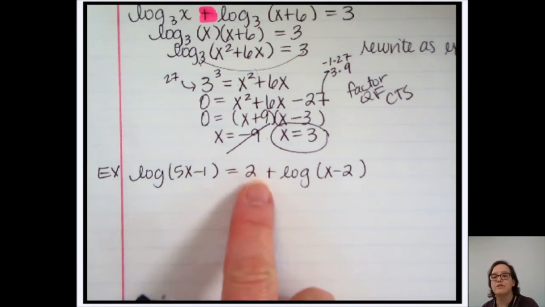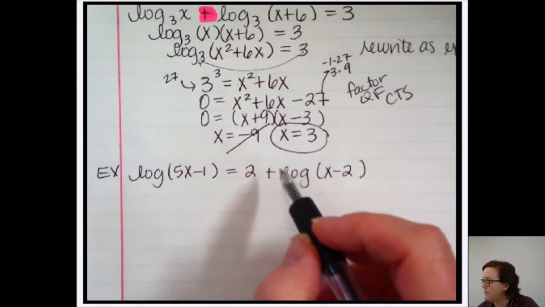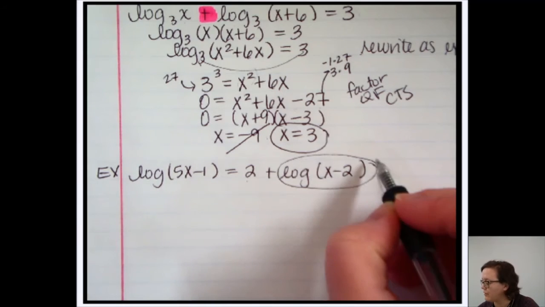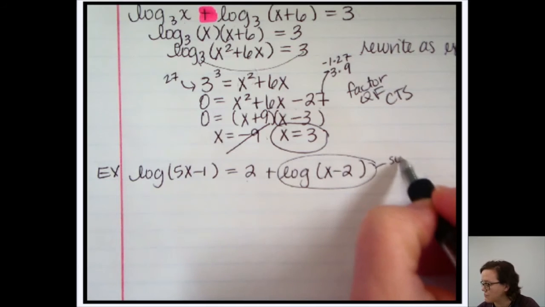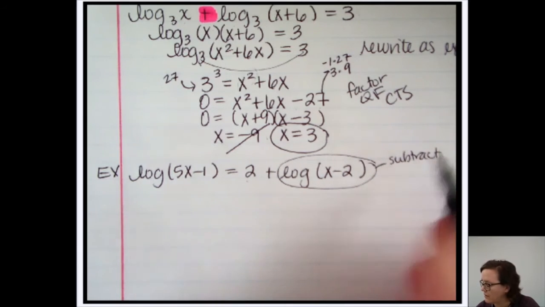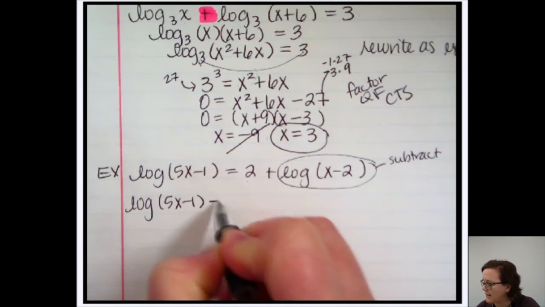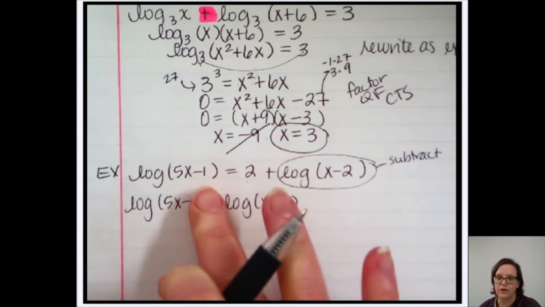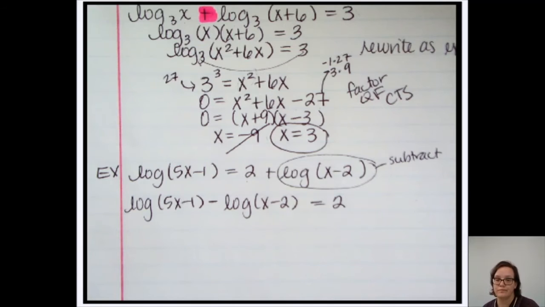Okay, so we want to rewrite this as one log. So I'm choosing to move this one over so that I can just keep my 2 here. So we're going to move it over to the other side, and so we'll need to subtract it. So we have log of 5x minus 1 minus the log of x minus 2. So we moved it over, okay? And that's equal to 2. So now at least we have our logs on one side.